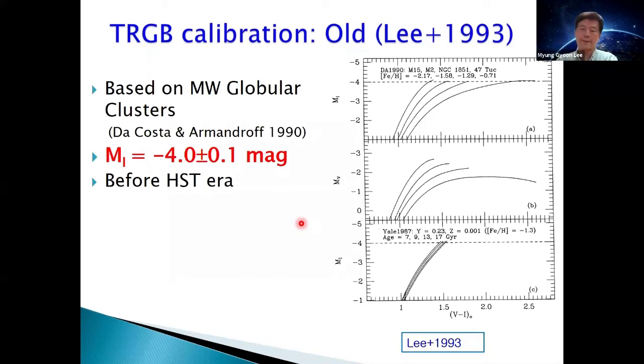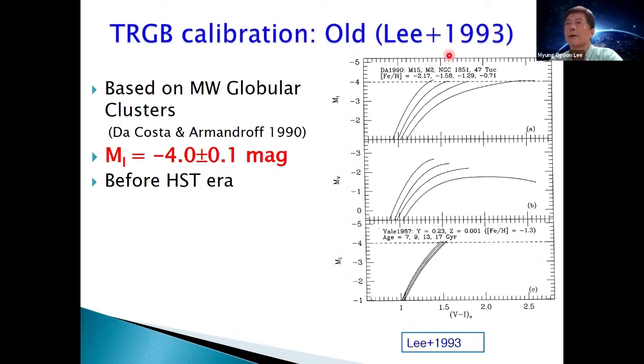Then, once you get the apparent magnitude of the TRGB, we need to calibrate the TRGB magnitudes. In the old days, we calibrated the TRGB magnitude using photometry of Milky Way globular clusters given by Da Costa and Armandroff. So I made some adjustments, adopting an I-band absolute magnitude of the TRGB of minus 4.0 plus or minus 0.1 magnitude. This was a very conservative estimate at the time.